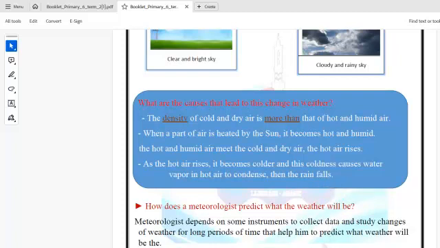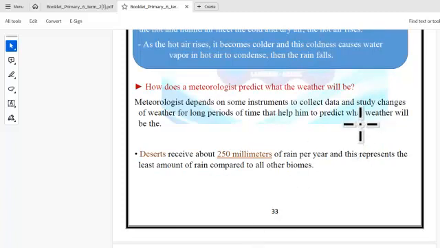How does a meteorologist predict what the weather will be? Meteorologists depend on some instruments to collect data and study changes of weather for long periods of time that help them to predict what the weather will be.